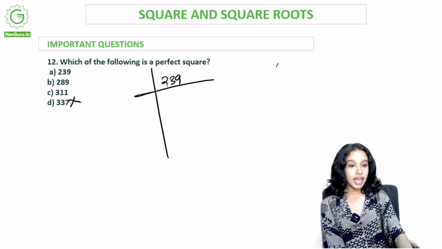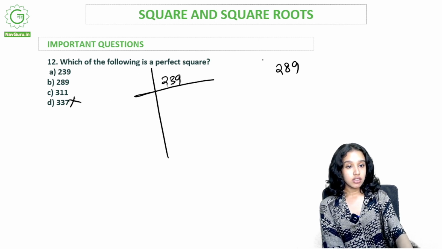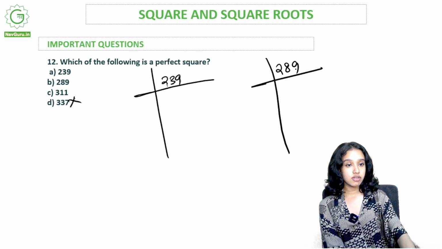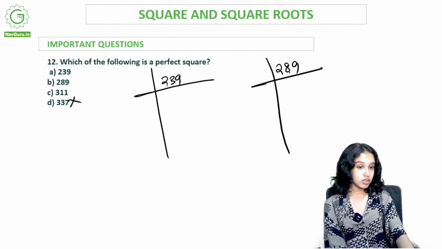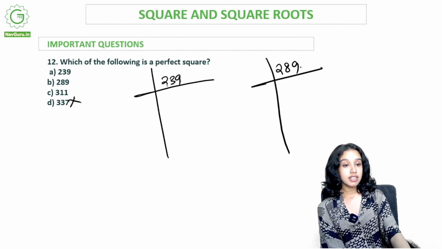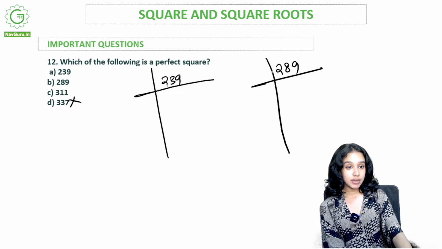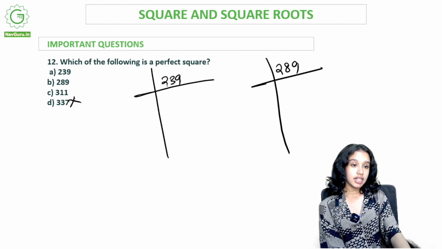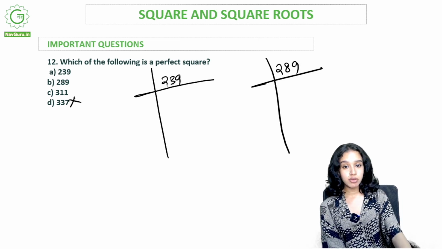So let's see with 289. Is it divisible by 2? No. 3? No. 5? No. 7? 7 3s are 21, 7 4s are 28, and 9 remains. No, it's not divisible by 7 either.